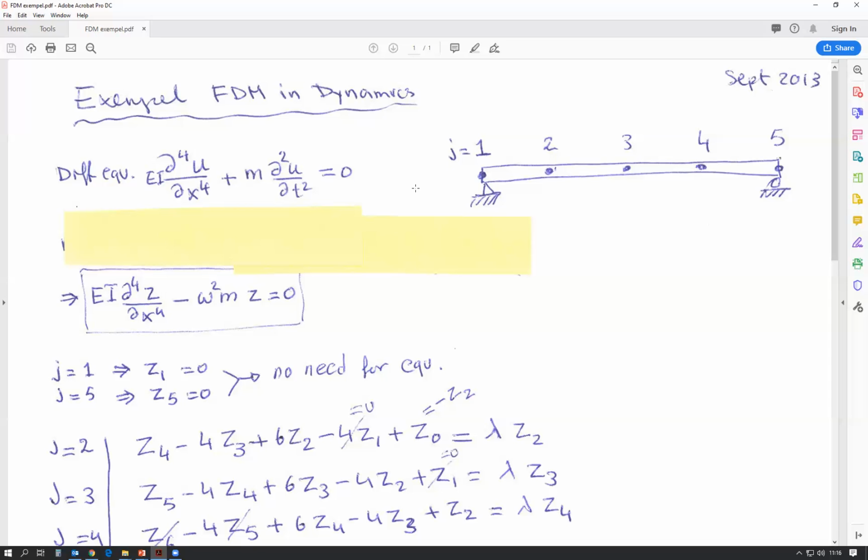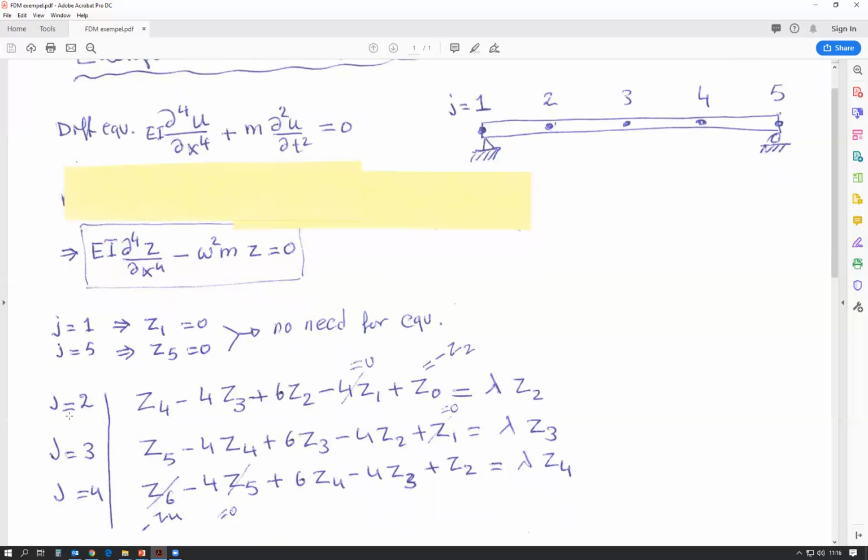So j equal 1. This is actually a non-interesting point because we know that the displacement is 0. So z1 is 0. J equal 5, the same. So these are not interesting. Point 2. Well, we write the expression for this.